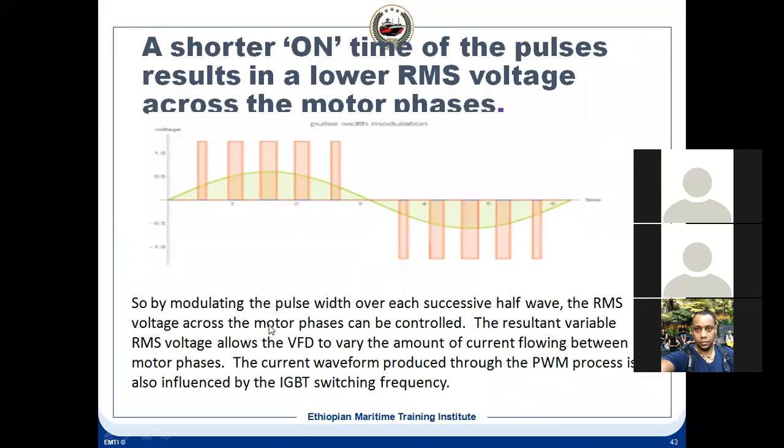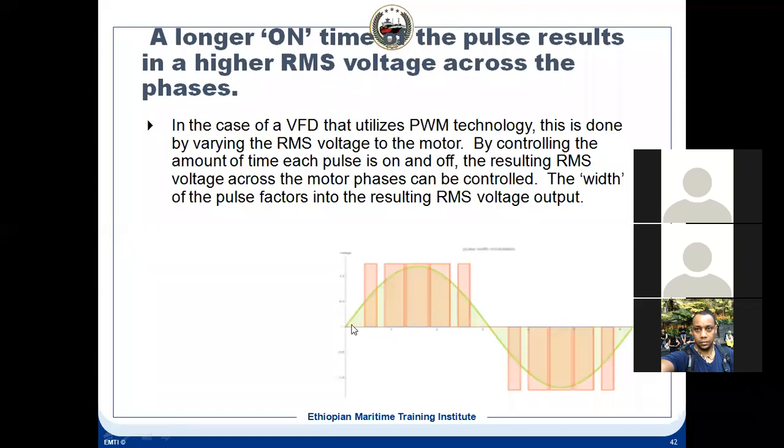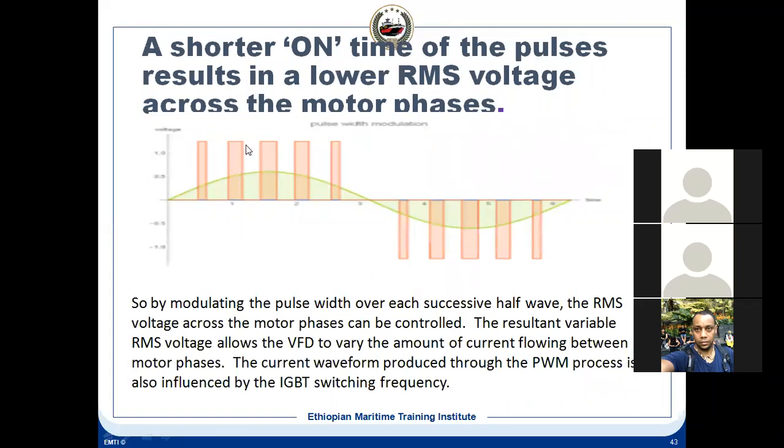You see here, in this case, a shorter on time, the pulse width is less here. So your output is coming like this, the RMS voltage is reduced. In this you see the RMS voltage is increased. RMS voltage, average voltage, peak voltage, hope you remember this. What is RMS voltage? Peak voltage multiplied by 0.707, that is your RMS voltage. So your RMS voltage is varied by varying the pulse width. Here you see the pulse width is reduced, the RMS voltage is reduced. So now the question comes, what happened to the frequency?